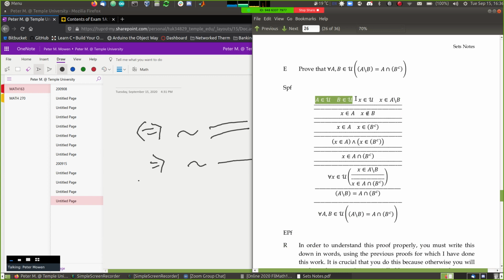Something that I would note about this is I'm a little confused about why he says that A is an element of the universe and B is an element of the universe and X is an element of the universe.